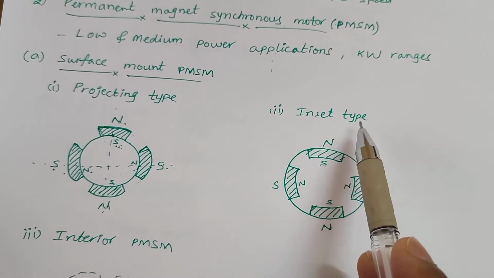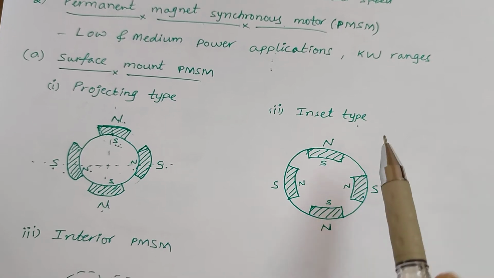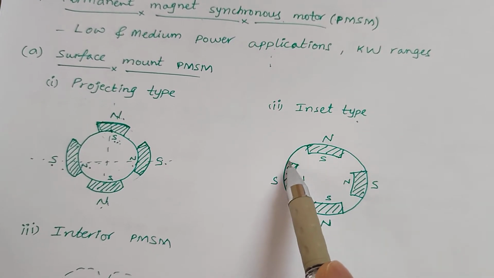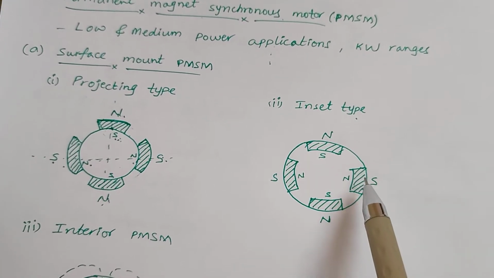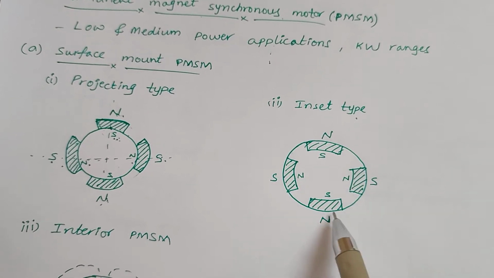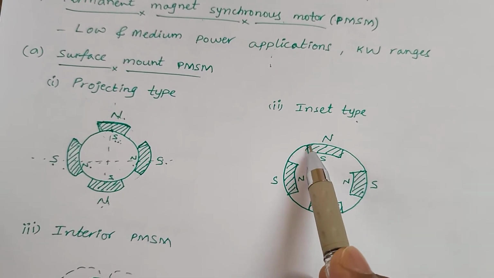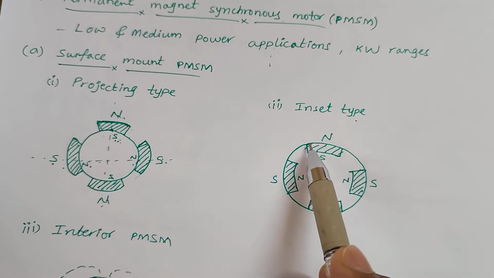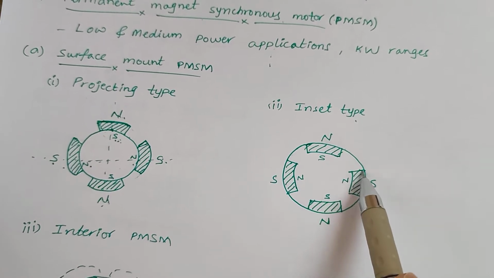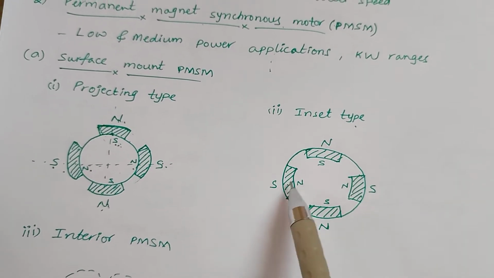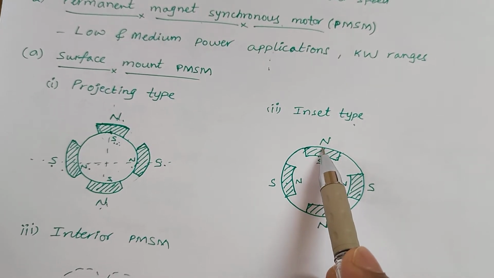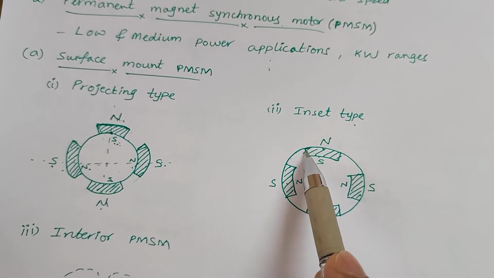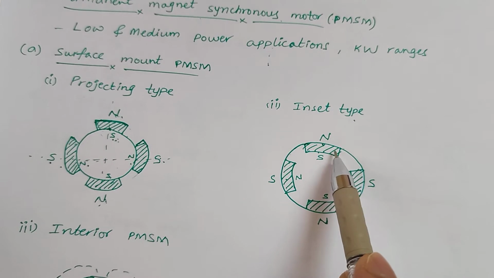And this is the inset type permanent magnet synchronous motor rotor. The magnets are placed on the rotor surface, attached with the rotor surface. These hatched portions are nothing but permanent magnets. They are placed near to the surface, inside the rotor.